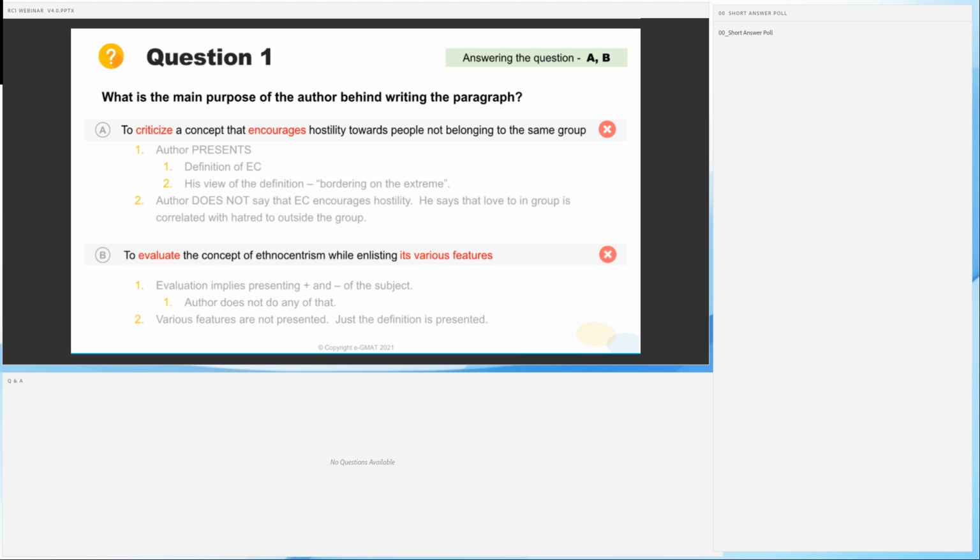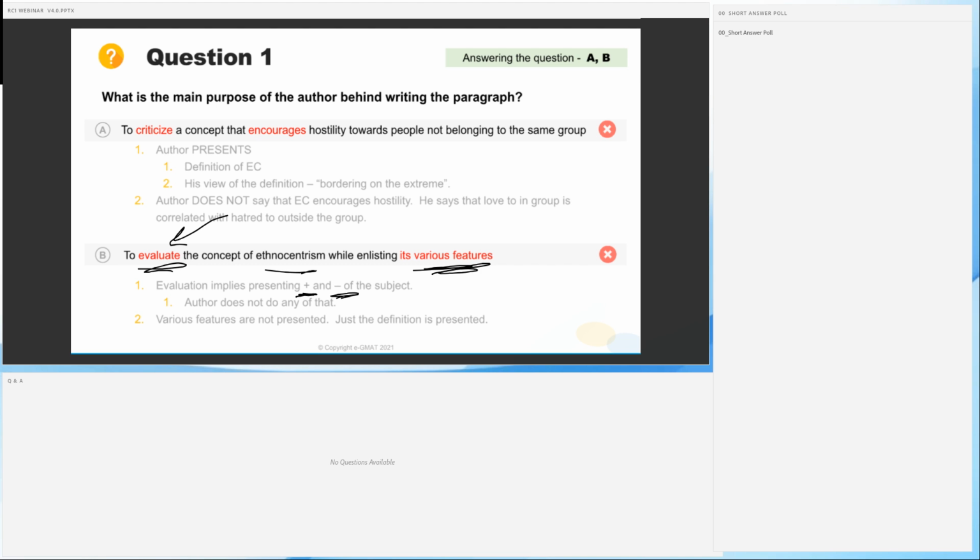Let's look at choice B. Choice B says to evaluate the concept of EC while enlisting its various features. To evaluate something means to figure out the pros and cons of something. The author doesn't list the pros of EC and the cons of EC, and the author doesn't give you various features of EC.